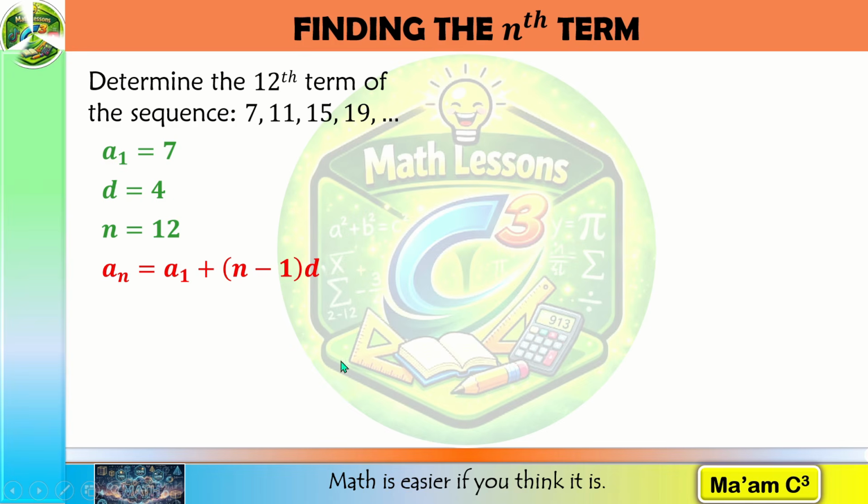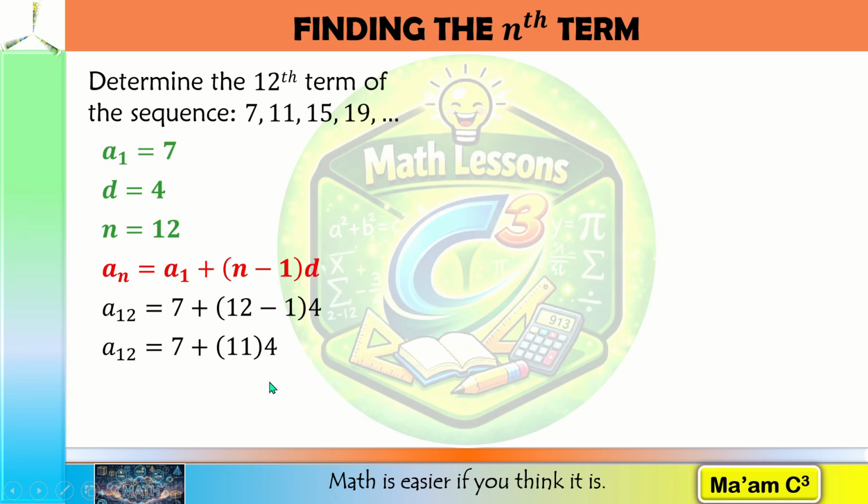Let us substitute those values. 12 minus 1 is 11. 11 times 4 is 44. 44 plus 7 is 51. So it means the 12th term, a sub 12, is equal to 51.